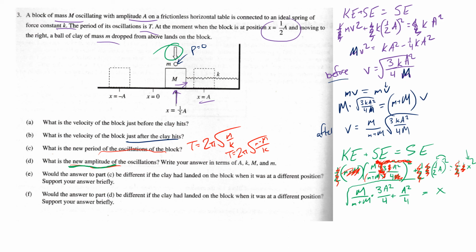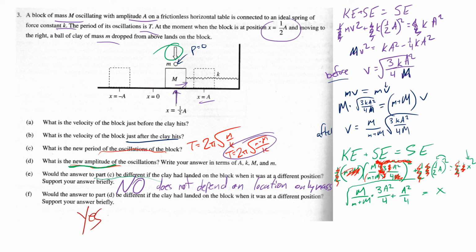Would the answer to part C be different if the clay had been dropped at a different position? Let's see, C was oscillation. No, because it does not depend on location, only mass. Because that's the formula right there. There's nothing to do with anything but mass and k. Didn't change k. Would your answer to part D be different if the clay had landed on a different part?